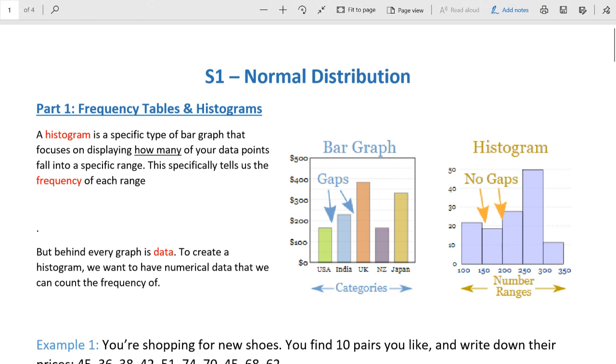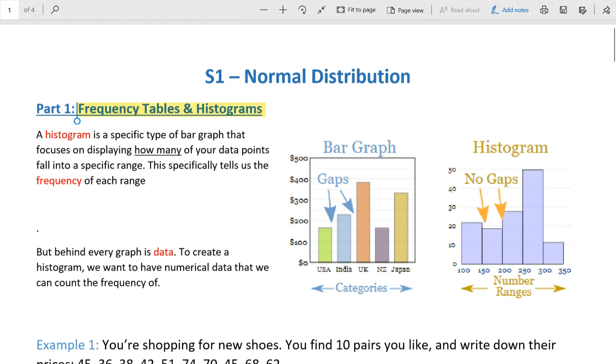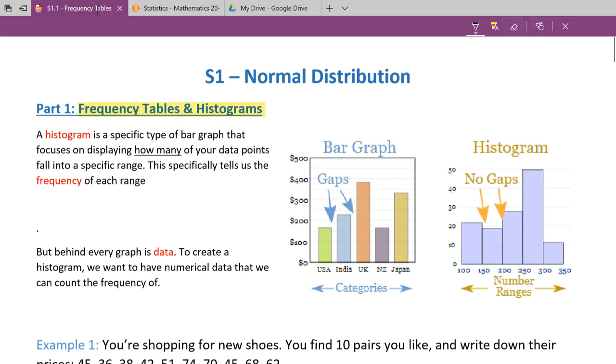Now, to talk about how statistics can be normally distributed, first we need to talk about how we most generally represent normally distributed values. And so what we're going to do today is talk about the idea of frequency tables and histograms.